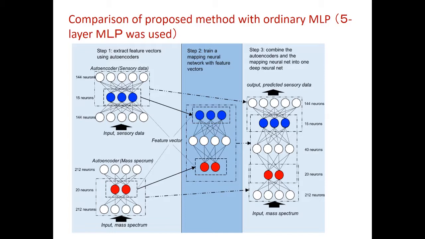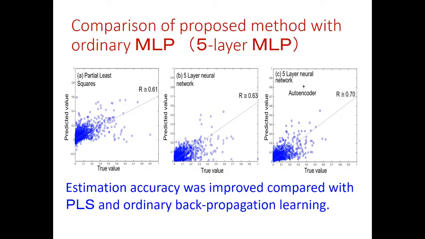After that, we constructed a 1, 2, 3, 4, 5-layer neural network. The first method is training the neural network using the conventional backpropagation algorithm. The second method is auto-training this three-layer autoencoder for mass spectrum data and the autoencoder for sensory data, and after that, mapping from mass spectrum data to sensory data is performed here. And this is the result. This is the true value and the predictive value is here. And this is the partial least squares method.